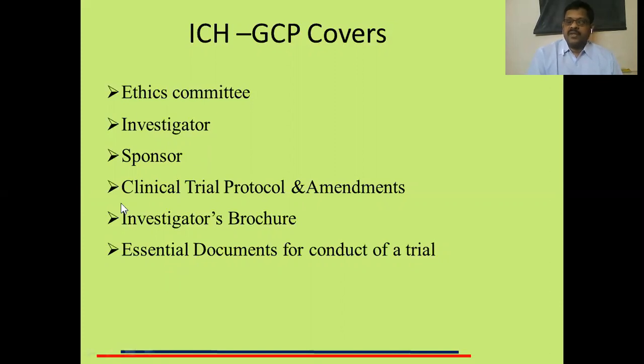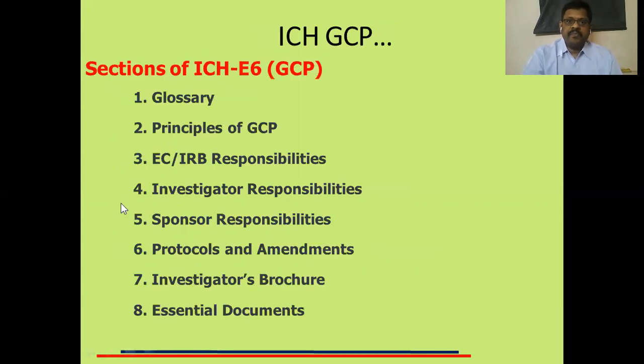Okay. One by one we'll see. The ICH guideline contains many sections. The first section is the glossary. The second one is the principles of GCP. The third one is about the ethical committee and institutional review board and their responsibilities.